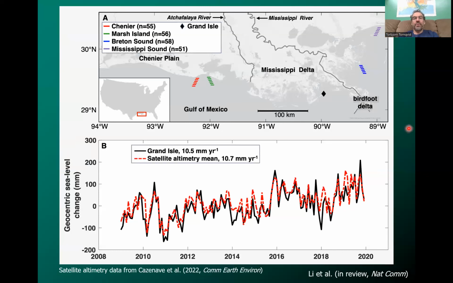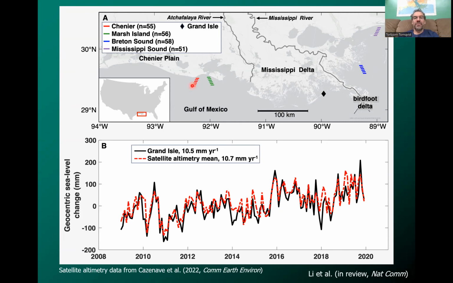So the really important thing to highlight here is how we were able to address sea level. And this is where we benefited tremendously from a very important study that came out just over a year ago by the French group, Cazenave et al., that perhaps for the first time demonstrated how geocentric sea level change can be monitored in the very, very near coastal zone, something that has kind of eluded the sea level community in the past.